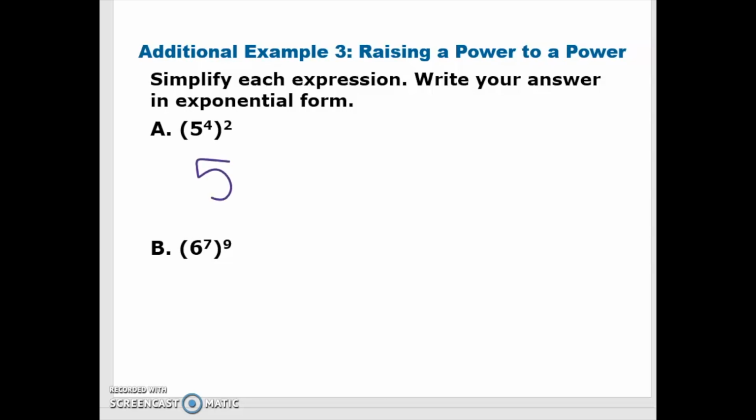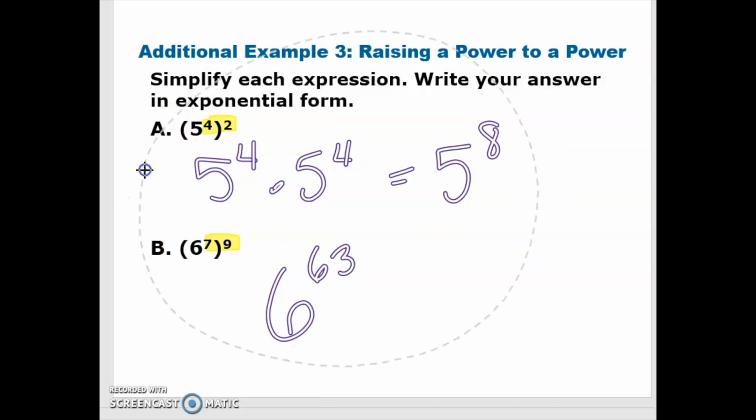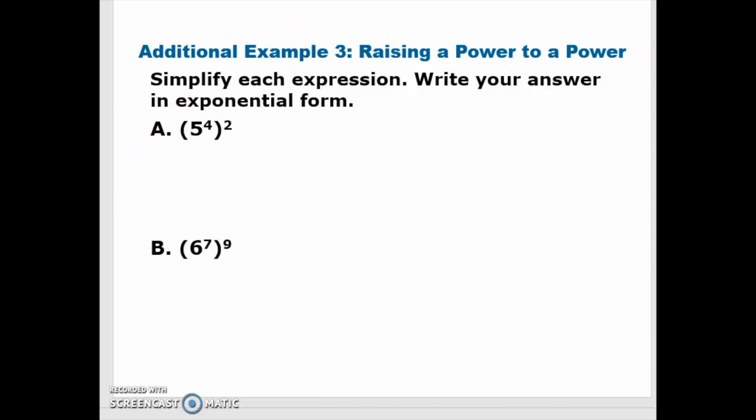So this would be 5 to the 4th times 5 to the 4th, or 5 to the 8th power. Again, the shortcut could have been 4 times 2 is 8. So this next one, I'm going to try using the shortcut. I'm going to keep the base, and the shortcut would be to multiply 7 times 9, which would give me 6 to the 63rd power. We're going to look at one more tricky situation before we end this video today, and that's where we start to add a little bit more.